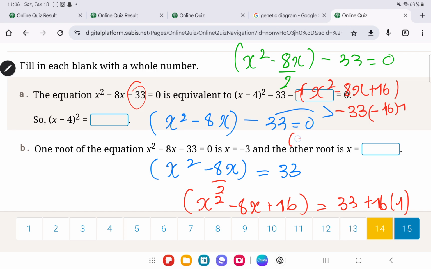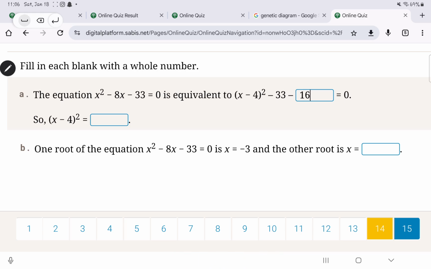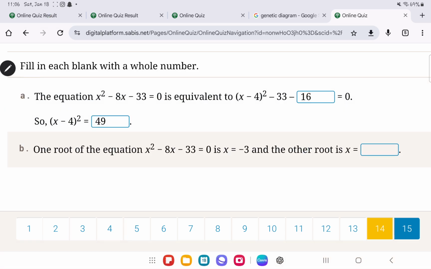So if we are going to do it like them, it's going to be x minus 4 squared minus 33 minus 16, so is equal to 0. So over here, in this box, our answer would be 16. And then after solving it, we would get that x minus 4 squared is equal to 49. So this over here is 16 and this over here is 49.